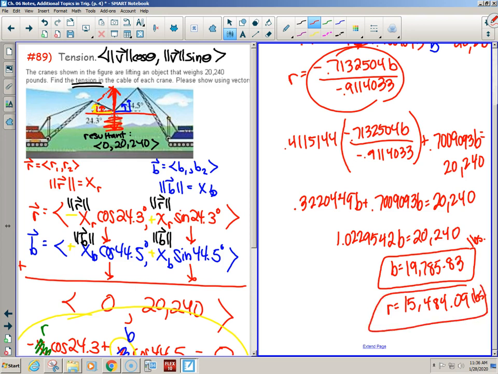Wait, is R just the back of the one I just plugged in? So it's the magnitude, it's the overall tension on the cables. Oh, yeah. Sorry. So then I just plugged in. Because in substitution, remember, you always solve for one, then you have to go back and then solve for the other. Now, is that valid?